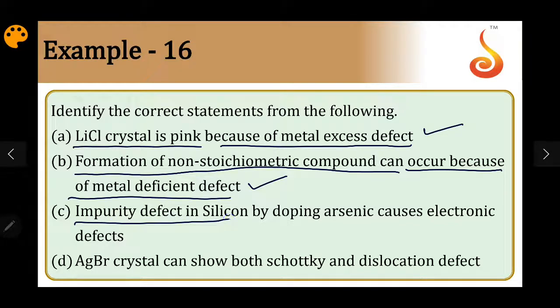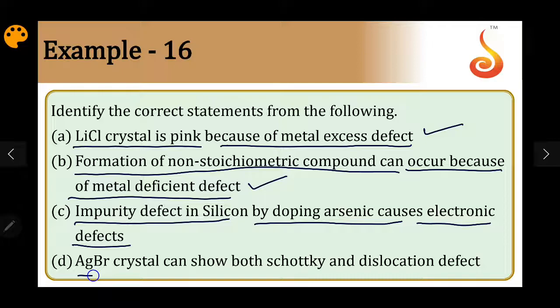Impurity defect in silicon obtained by doping arsenic. So when we dope arsenic, it is a pentavalent atom, so it becomes an n-type semiconductor. You will be studying that possibly in physics. So n-type semiconductor is formed, introducing what is called electronic defects. From pure silicon crystal, more electrons are going to be there, so conductivity, semiconducting property will be increased. So the impurity defect in silicon by doping arsenic will be giving electronic defects.